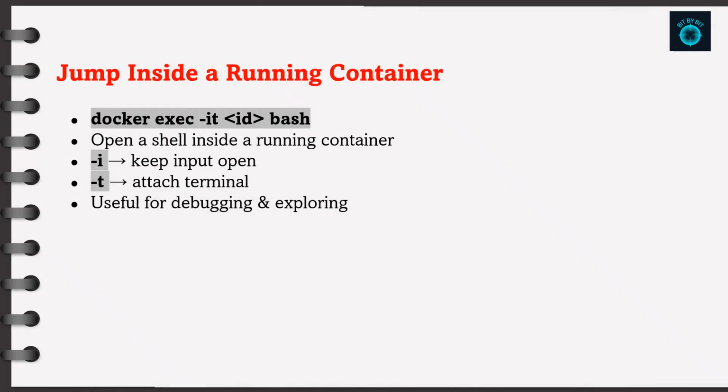Jump inside a running container. Sometimes you need to look inside a running container to see what is happening. For this, we use the command docker exec -it container-id bash. The word exec stands for execute. It means run a command inside an already running container. The option -i keeps the input open and -t gives us an interactive terminal. Finally, the word bash starts a shell inside the container.